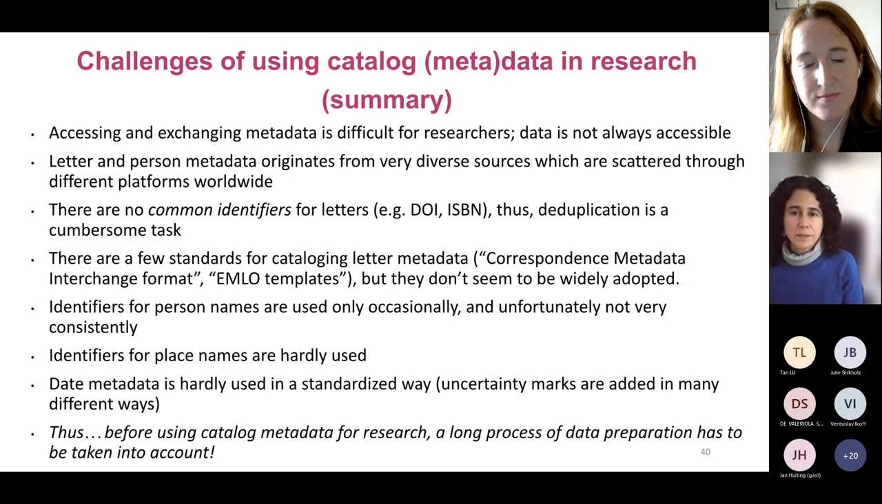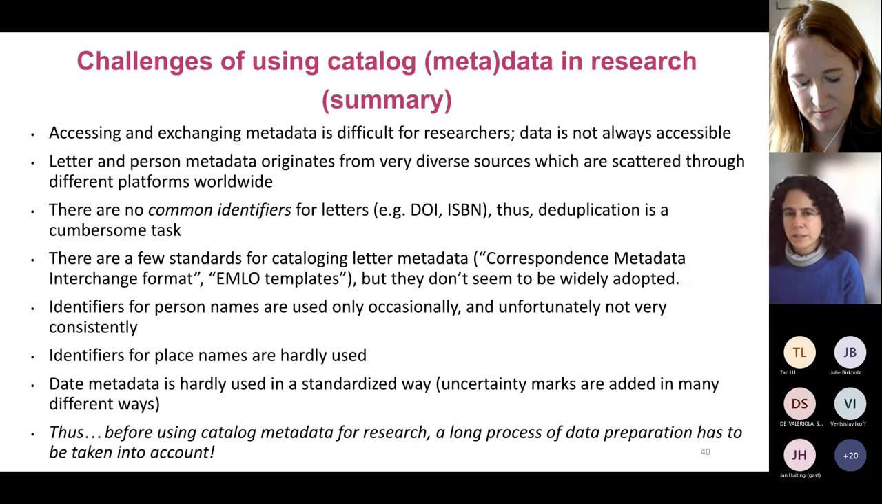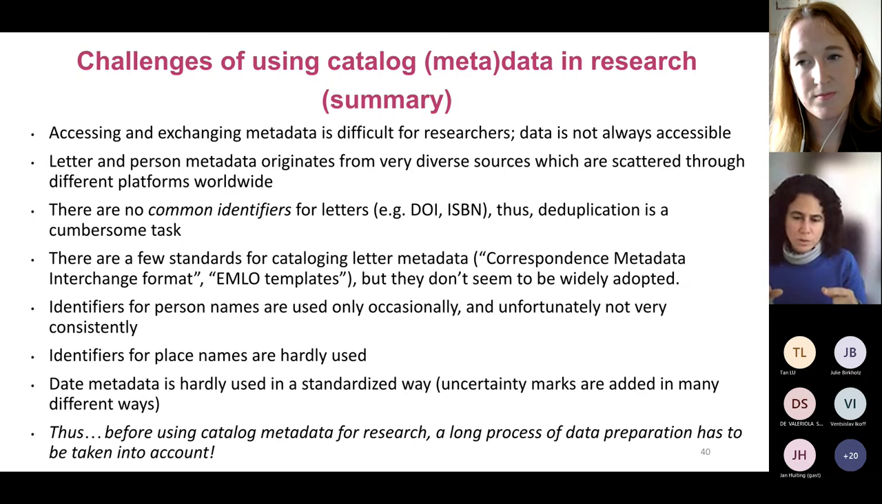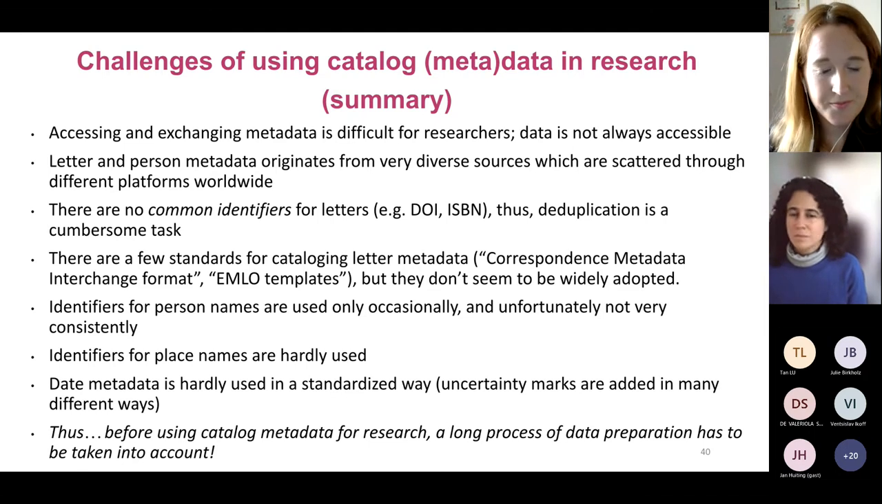And there are no standards for cataloging letter metadata that are widely used, or there are some, but they don't give the level of detail that is needed to deal with, for instance, uncertainty or providing identifiers. So it is very abstract in a way. There are some templates out there from MLOW. Epistolarium also has a template, and Corpus Search has also created an exchange format, but they usually don't give the sort of specific guidelines that catalogers or researchers need to follow to have this data very standardized to exchange. Identifiers for person names are used only occasionally and unfortunately, locally not very consistently. And identifiers for place names are hardly used.